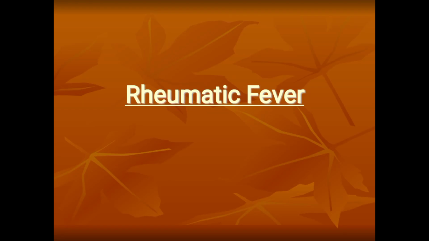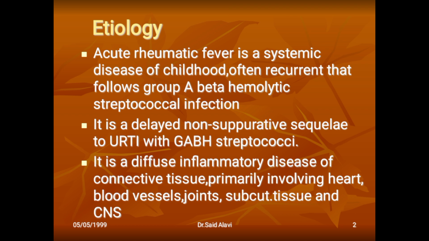Rheumatic fever. We are going to discuss rheumatic fever. It is a systemic disease of childhood, often recurrent, that follows group A beta hemolytic streptococcal infection. It is a delayed non-suppurative sequela to upper respiratory tract infection with GABHS, that is, group A beta hemolytic streptococci. It is a diffuse inflammatory disease of the connective tissue, primarily involving the heart, blood vessels, joints, subcutaneous tissue, and CNS.